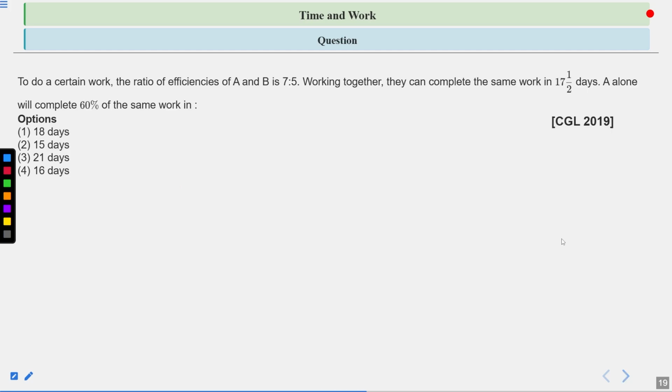To do a certain work, the ratio of the efficiencies of A and B is 7 : 5. Working together, they can complete the same work in 17 and a half days. A alone will complete 60% of the same work in, and this question was asked in the SSC CGL 2019 exam. So there are four options. First one is 18 days, second is 15 days, third one is 21 days, and fourth one is 16 days. Now you have 10 seconds to analyze the question. Your time starts now.